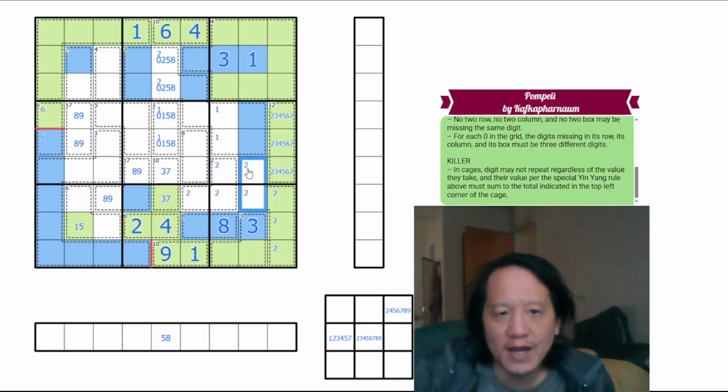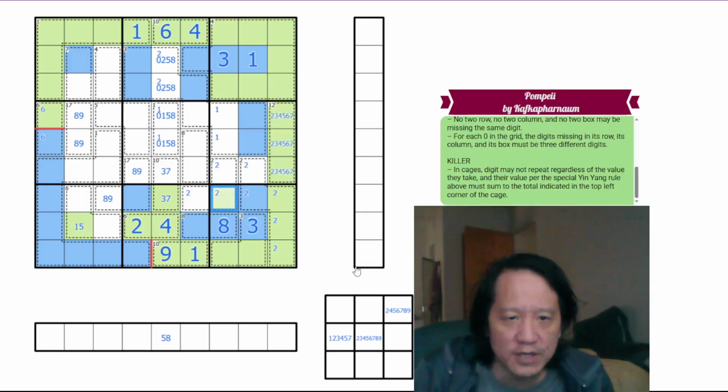No, sorry. It would have to be a valid value here. But blue in box 6 is value 0. So therefore, this would be green, green. So this cannot be green here. Therefore, this must be blue. Since this is blue, this has to be green. So this is value 0. This is 2.